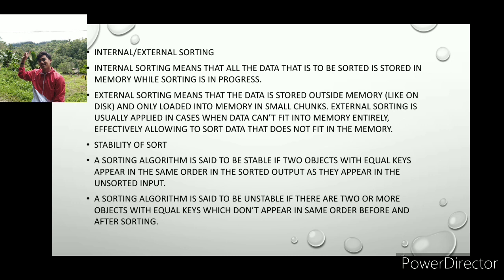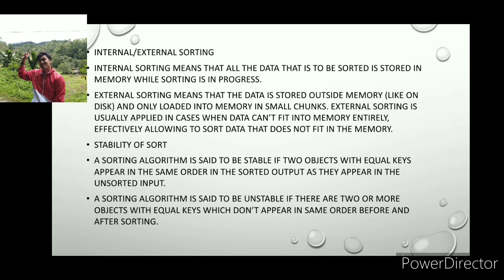Stability of sorting. A sorting algorithm is said to be stable if two objects with equal keys appear in the same order in the sorted output as they appear in the unsorted input. So if they keep the same order, it is said to be stable, and they show up as in the unsorted input.